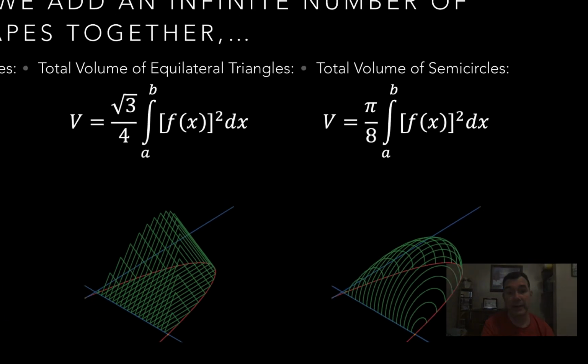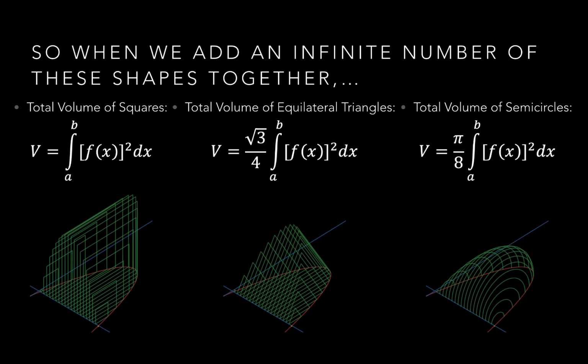So those are the three volume formulas you need to know. They all look very, very similar. It's just that there's a different constant out in front of the integral, depending on what shape you're using.